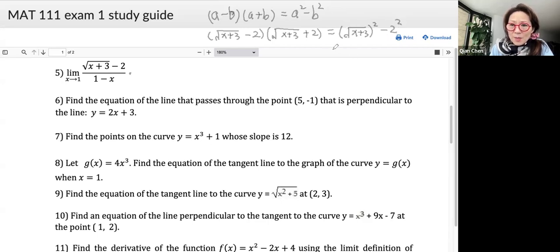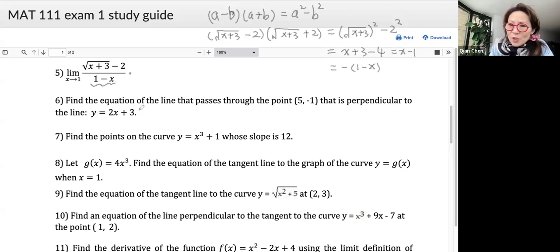Square root and squaring are opposite operations, they cancel each other. So we just get x plus 3, minus 2 squared, which is 4. So we get x minus 1. Well, what is x minus 1? x minus 1 can be written as negative (1 minus x), because the denominator has 1 minus x.